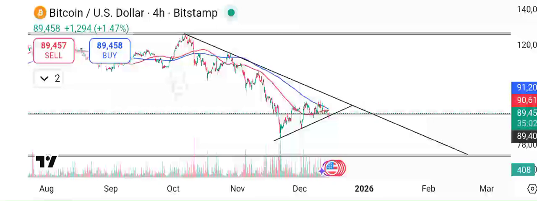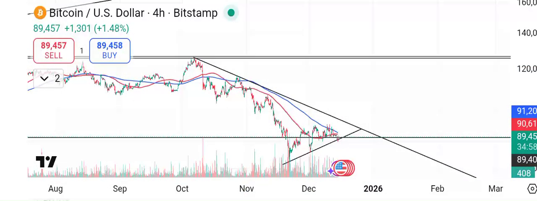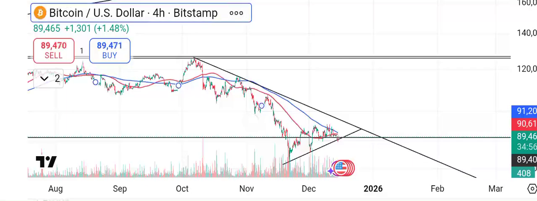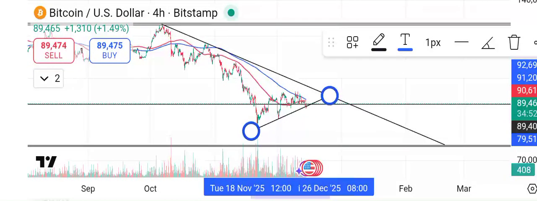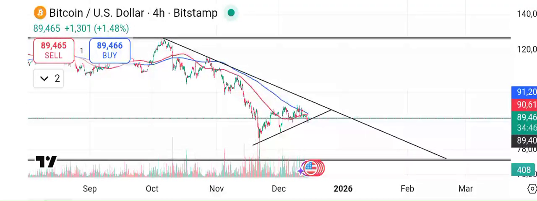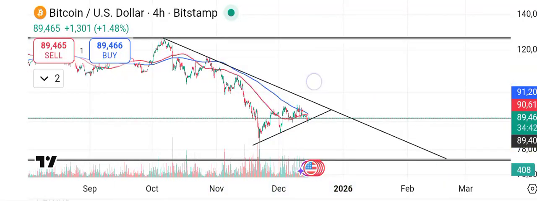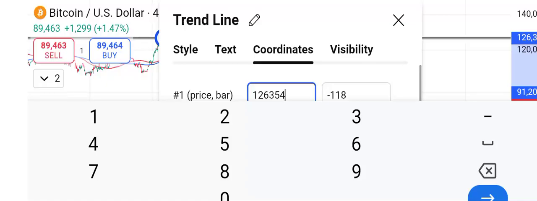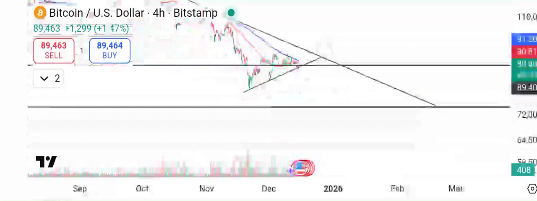Okay, this is the market structure from up here. We had a high, a low, a lower high here, a lower low, a lower high, and then a lower low, which is here, a lower low. Then we are expecting a lower high. So we are expecting price now to get to this descending resistance at this point to give us a lower high.